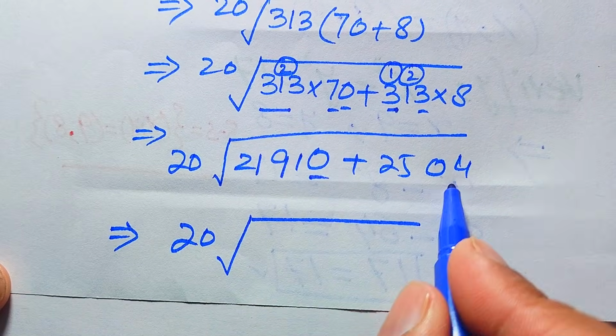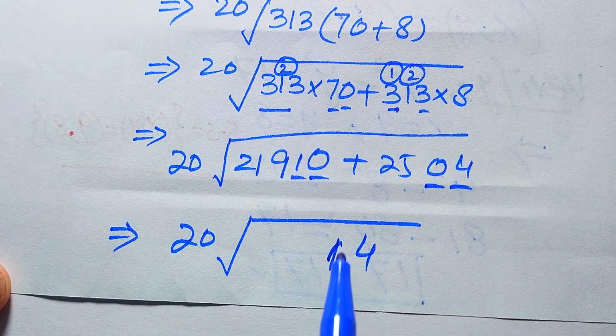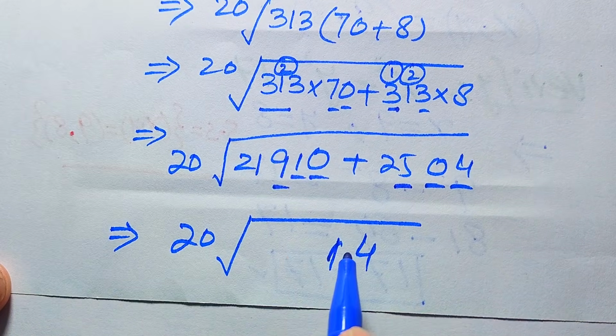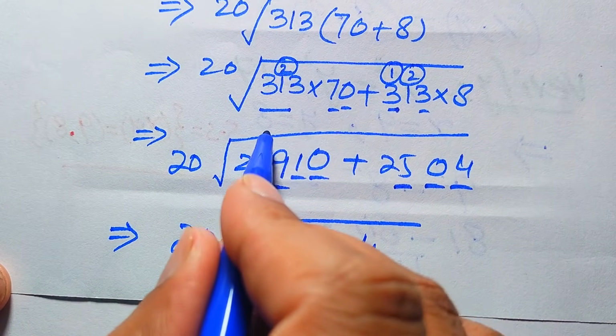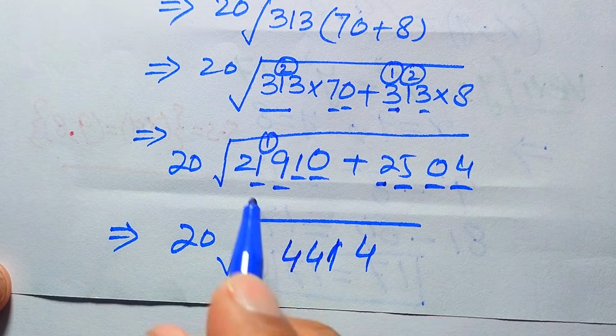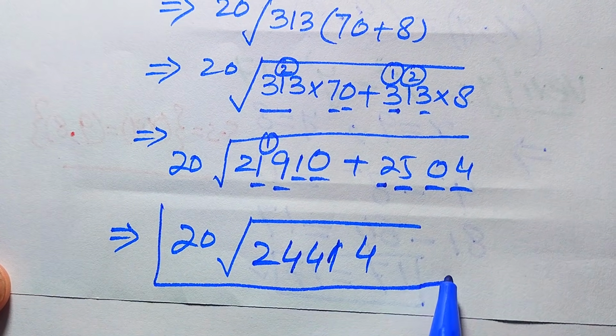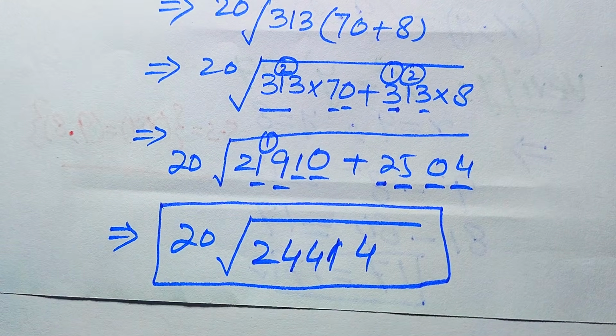So we have 0 plus 4 becomes 4, 1 plus 0 becomes 1, and 9 plus 5 becomes 14. We write 4 and carry 1. So 1 plus 2 is 3, 3 plus 1 is 4, and here we have this 2. So this is our final simplified form of the given question, and this is the final answer.